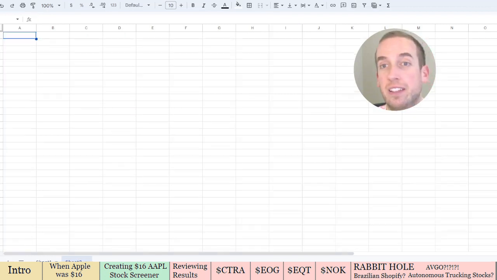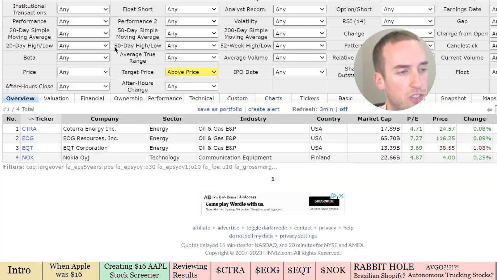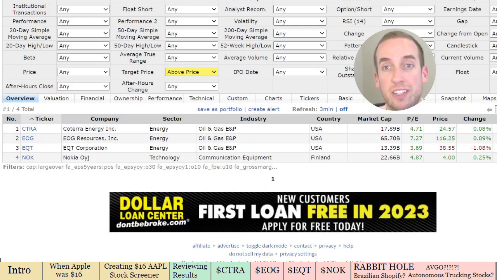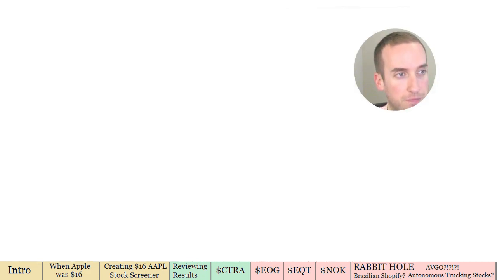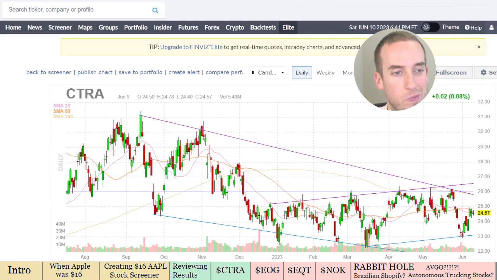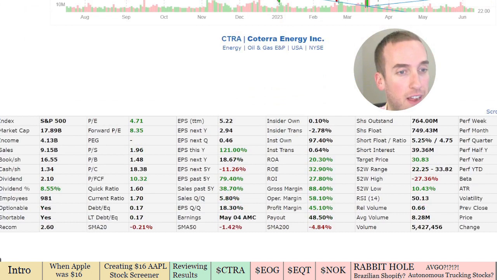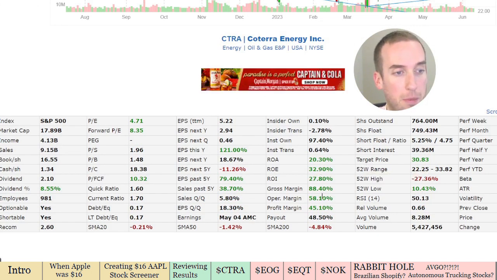We've now got a blank sheet for the first stock. The first stock we have is CTRA Energy, trading at $24. All right. All of these financials look fine to me. Gross margin 88%, profitability 45%, 8.5% dividend. Is that sustainable? I don't know.